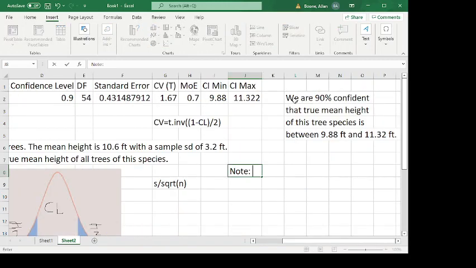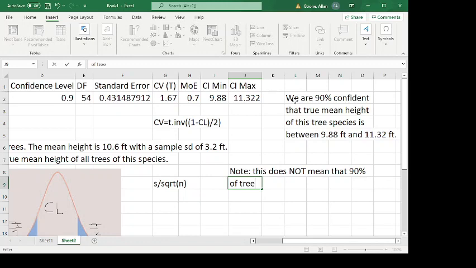All right, so note this does not mean that 90% of trees have a height in the interval. But what it does mean is that we're 90% confident that the true mean height is in it. So 90% of the time that we create such a confidence interval, the true mean will be within that interval.